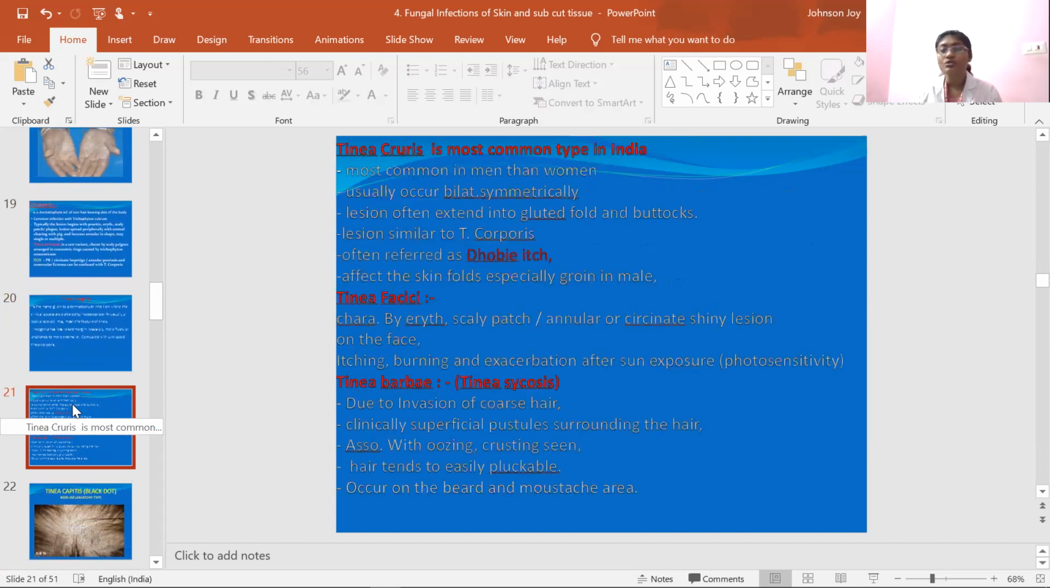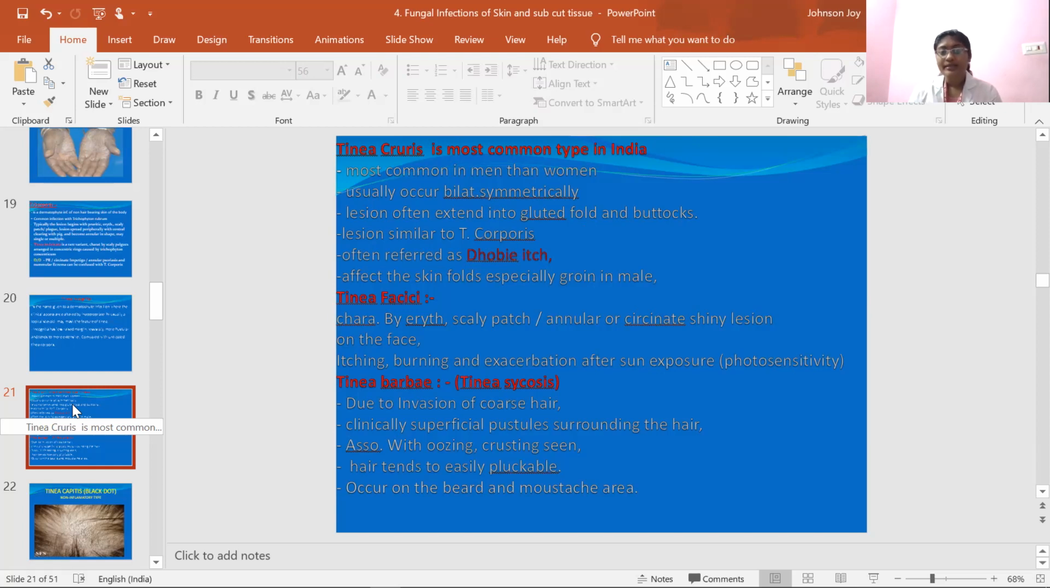Tinea cruris is the most common type in India, and it is more common in men than women. Usually it occurs bilaterally symmetrical. The lesion often extends into the gluteal fold and the buttocks. The lesion is similar to tinea corporis, and it is often referred to as dhobi itch. So, tinea cruris, which occurs in the groin area, is also known as dhobi itch. It affects the skin folds, especially the groin in males.